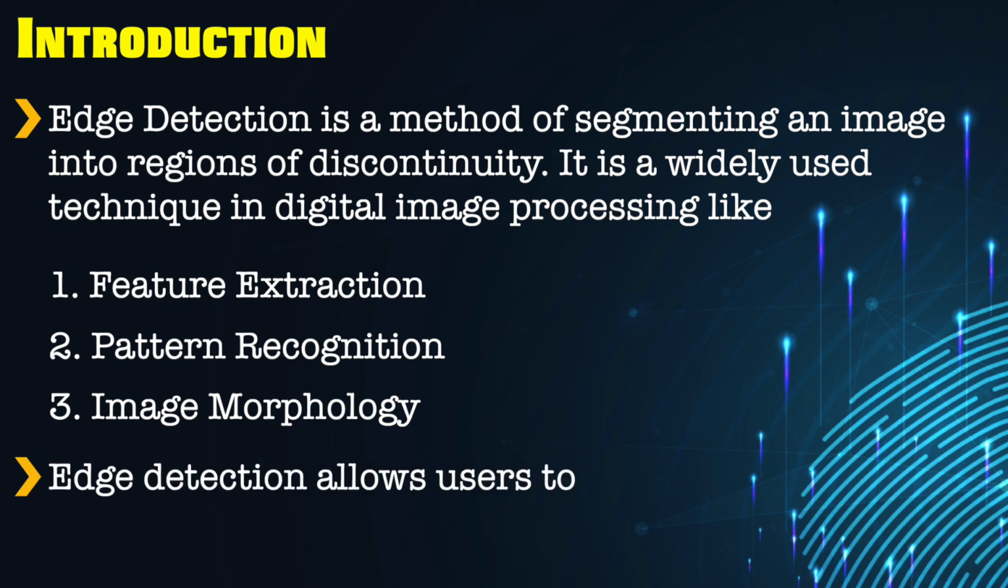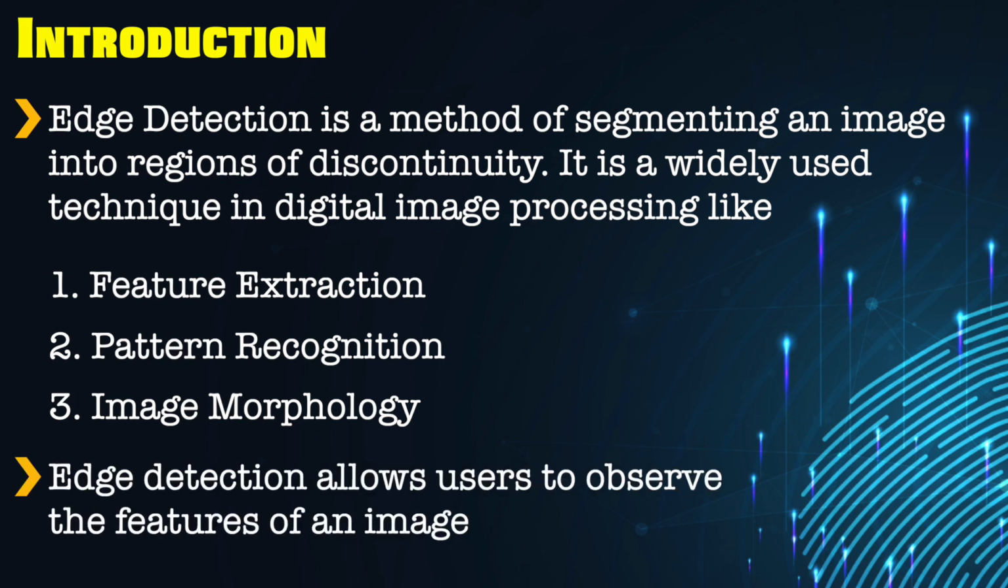Edge detection allows users to observe the features of an image. Edges indicate a significant change in the gray levels of the image. This indicates the end of one region in the image and the beginning of another region. It reduces the amount of data in an image and preserves the structural properties of the image.